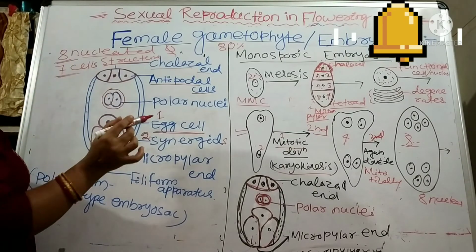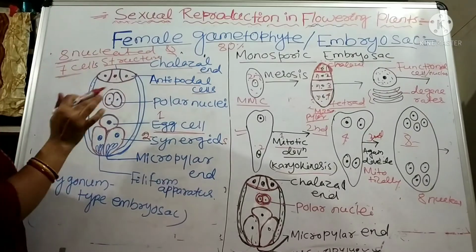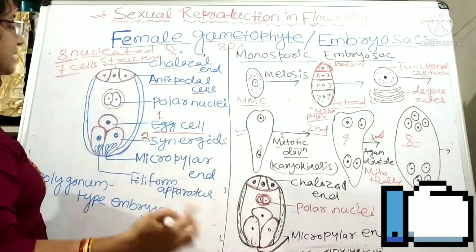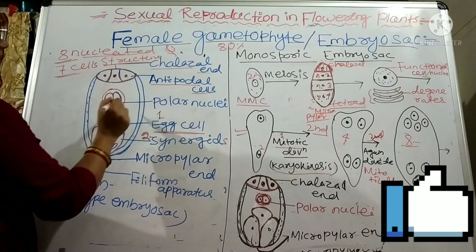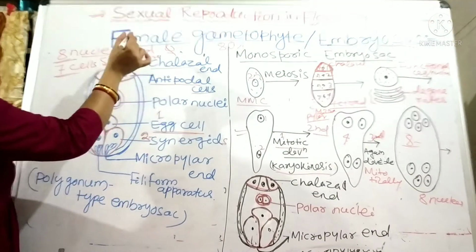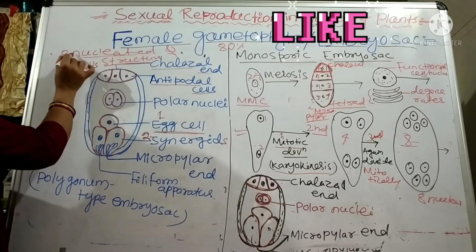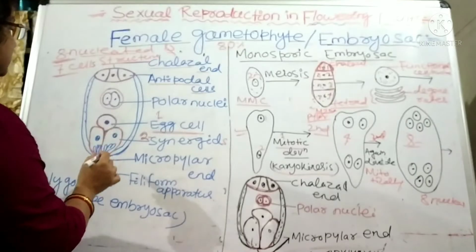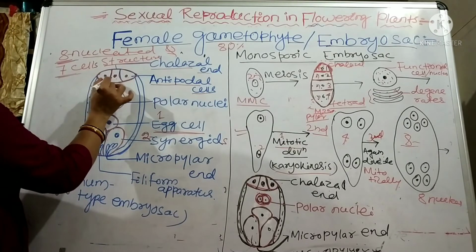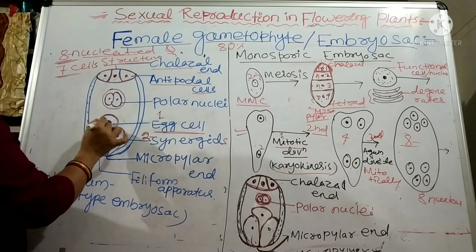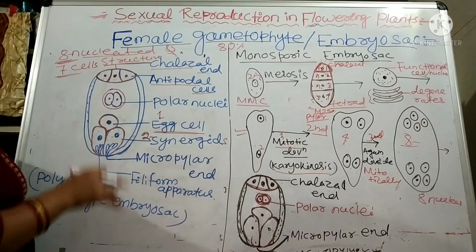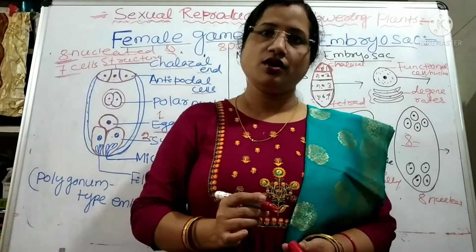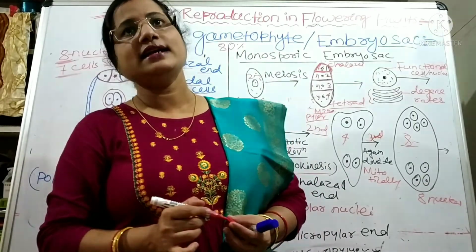8 nucleated, how? 1, 2, 3. 3 at the chalazal end, 3 at the micropylar end and 2 at the center. So totally 8 nuclei are present and 7 cells: 1, 2, 3, 4, 5, 6, 7. 7 cells. Okay. It is all about the female gametophyte.